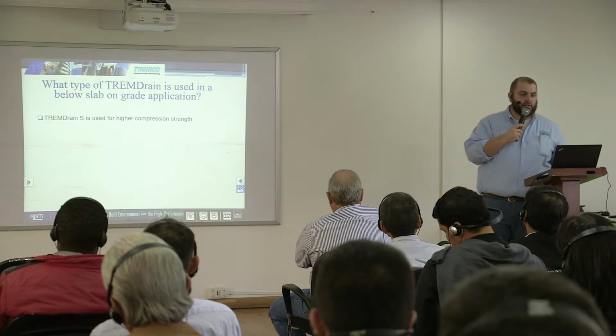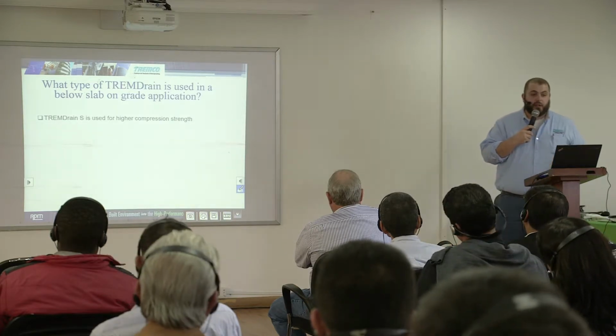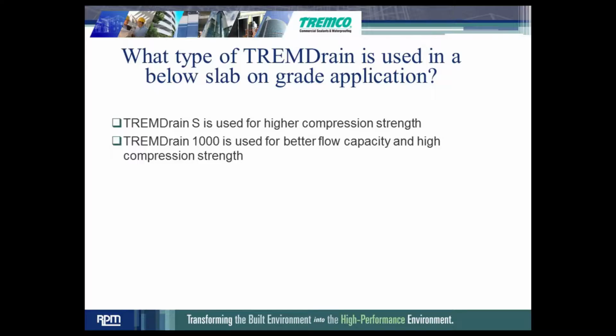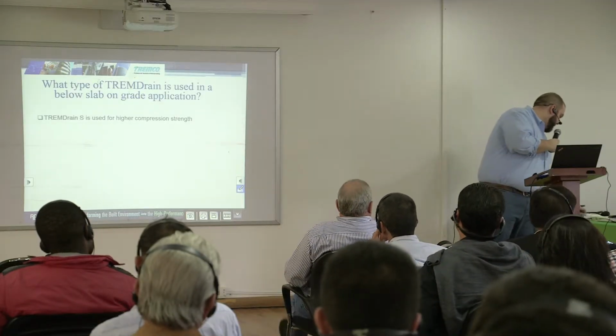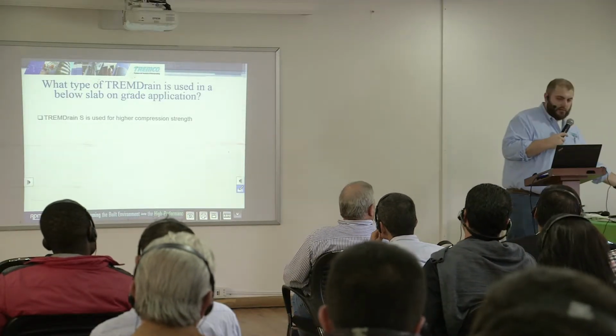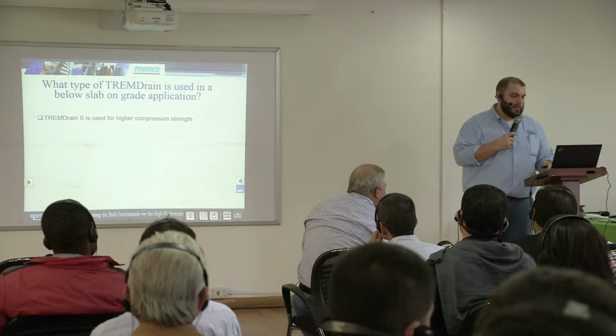What type of TREMDrain is used in an application below slab on grade? That would be the TREMDrain S, and that is because of the higher compression strength. And I have samples that I am happy to pass out. Yes, here's the TREMDrain S, my lovely assistant.